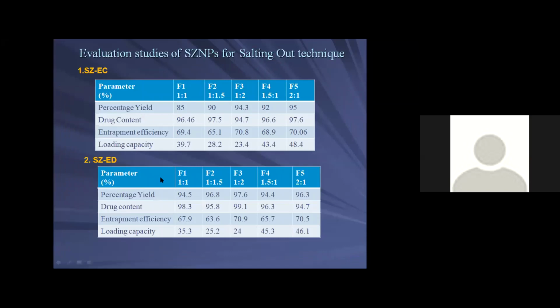If you see the percentage yield, drug content, entrapment and loading of EC polymer, on comparison, the entrapment efficiency was found to be highest for F3 formulation, and the drug content is found to be maximum for F5 formulation. The percentage yield is also highest for F5 formulation. The loading capacity is also best for F5. For Eudragit, the entrapment efficiency is highest for F3 formulation only.